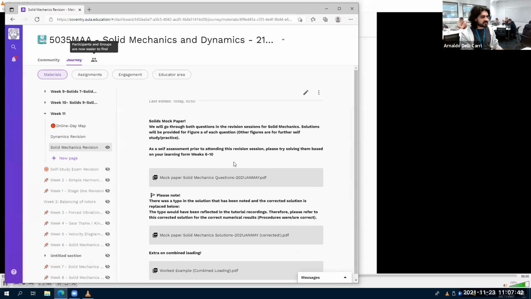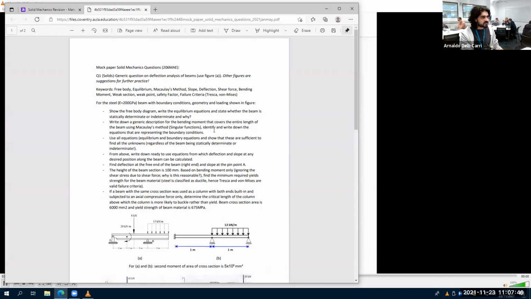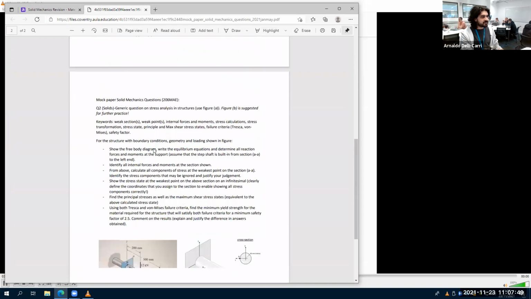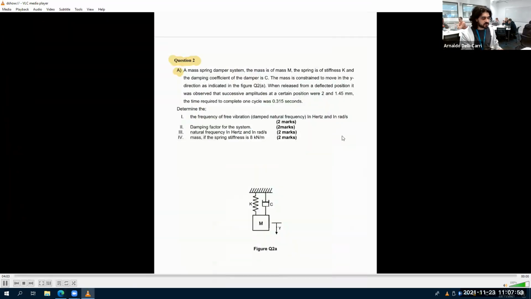And then for solid mechanics revision, we will do, I think it's this one, yes. We'll do Q1A and Q2A as well. Okay, so let's start with this.